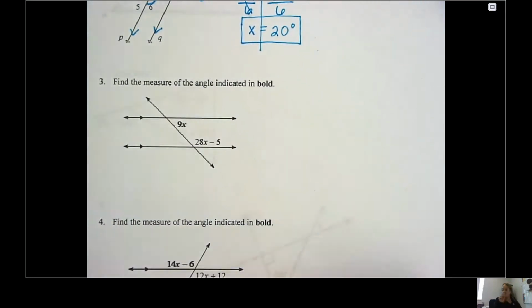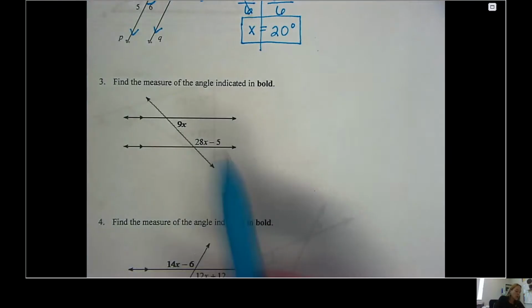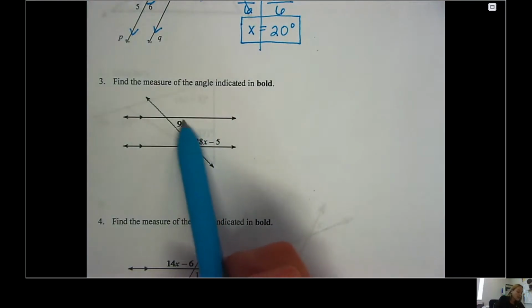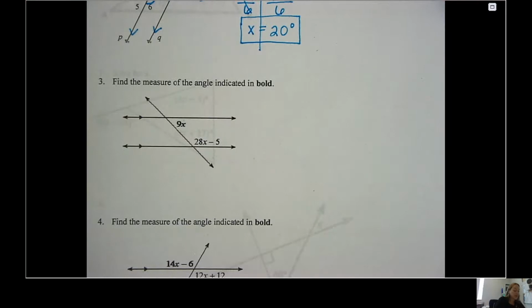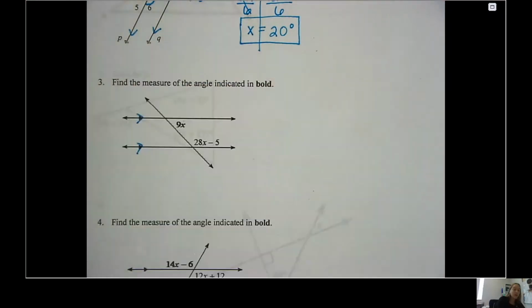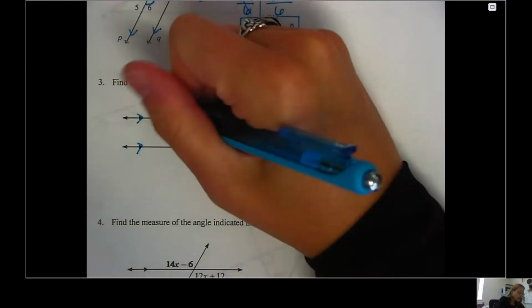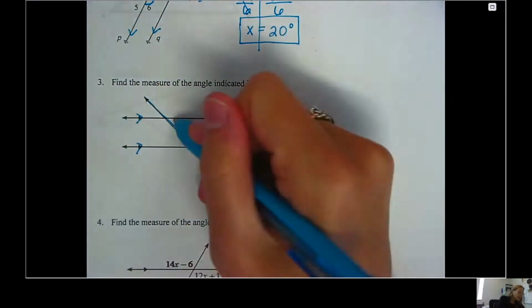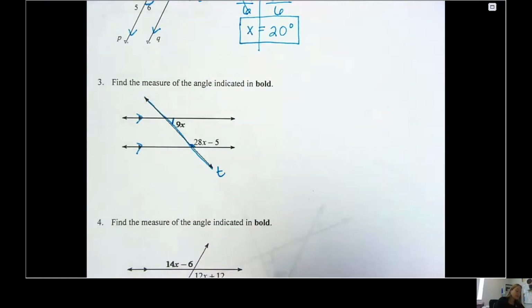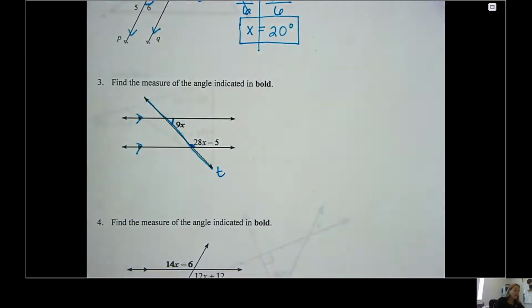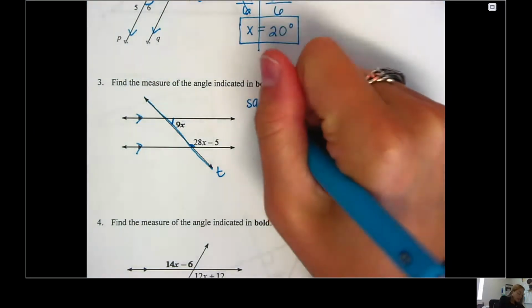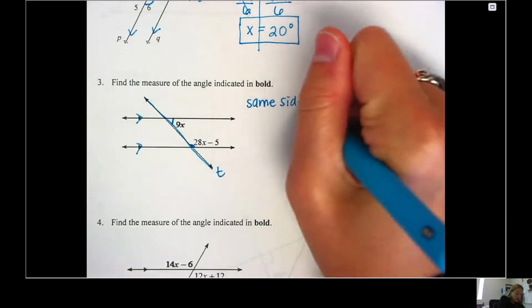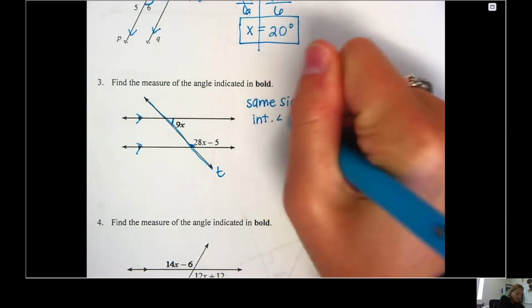Number 3, find the measure of the angle indicated in bold. So I want to know what this angle is right here. Before I can do that, though, I have to figure out what x is. So I've got my two parallel lines right here, and they're shown to be parallel because they have arrows, which means this center line right here is my transversal. These two angles are on the same side, and they're on the interior. So these are same side interior angles.